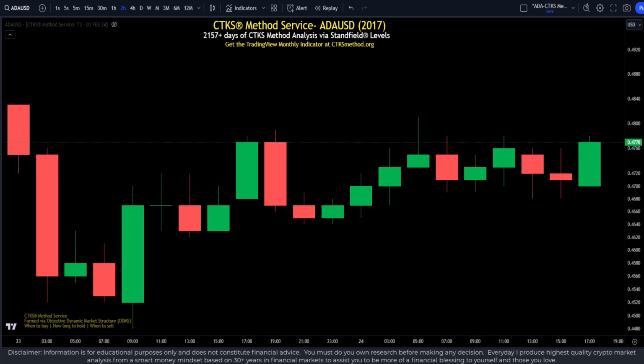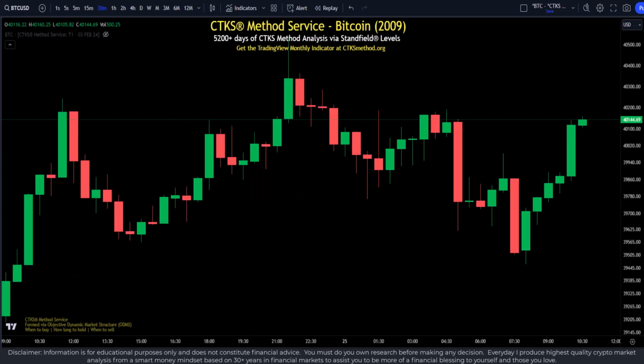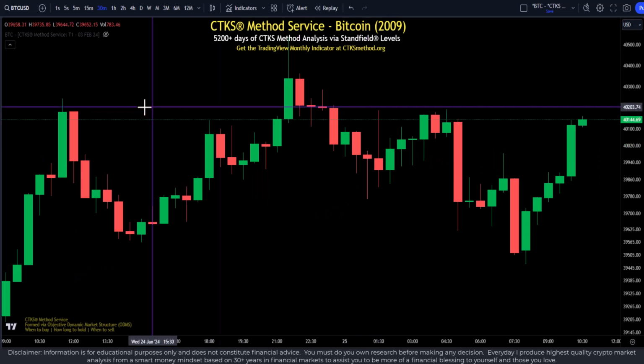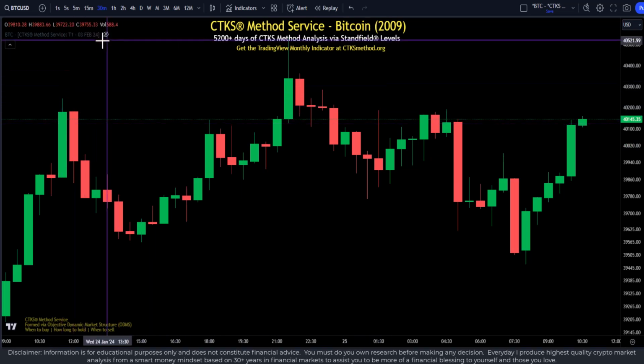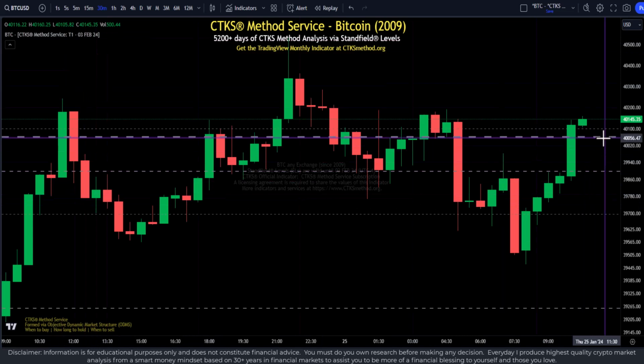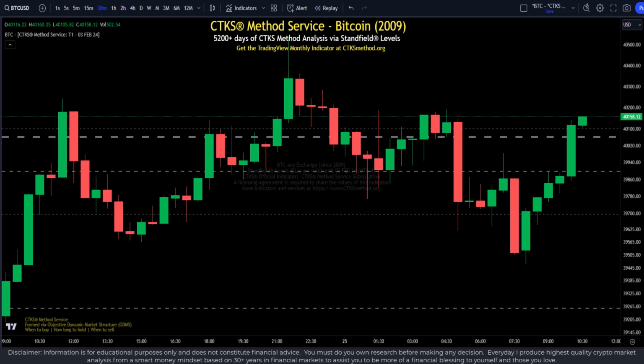It doesn't help you much with the structure, and the structure is the key. Now we need to cross-compare back to Bitcoin, and what do we see here? When we turn on our structural levels, Bitcoin is seeking to get above that structural level and start to move into the positive fresh air gap. If that occurs, all the alts will be pulled in that direction.